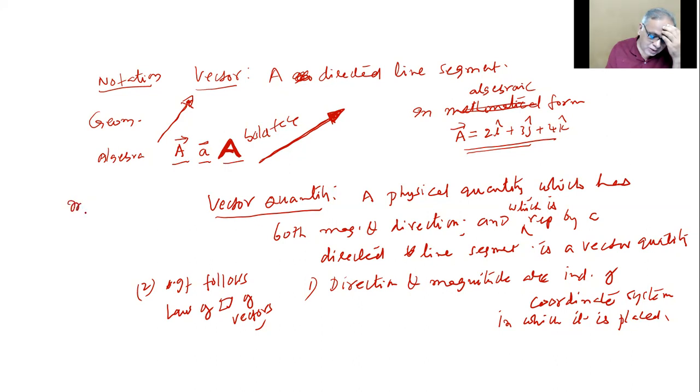But the magnitude alone will be written as mod A, or simply lightface A. That means in future, if you write lightface A or B or P or Q, it is understood that you're writing only the magnitude of it. You're not showing it in the form of its direction. So this is for the notation.